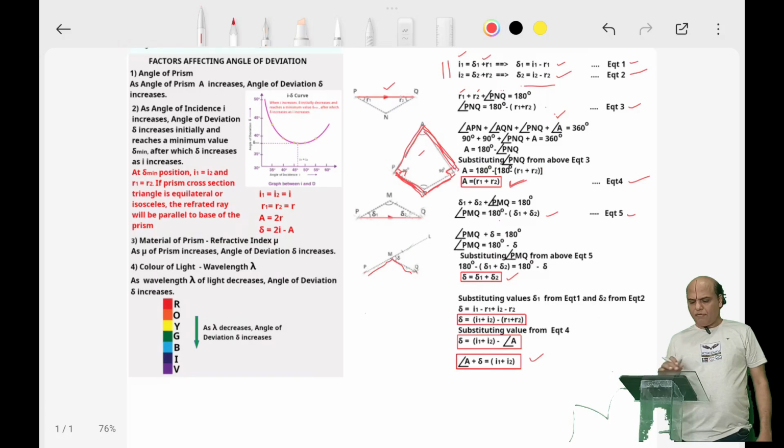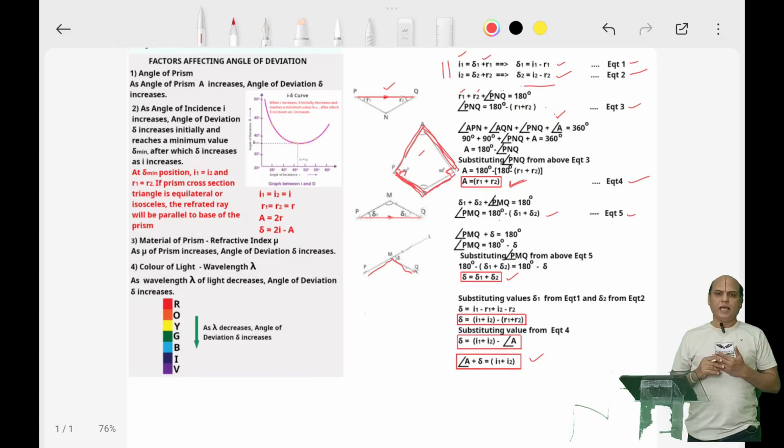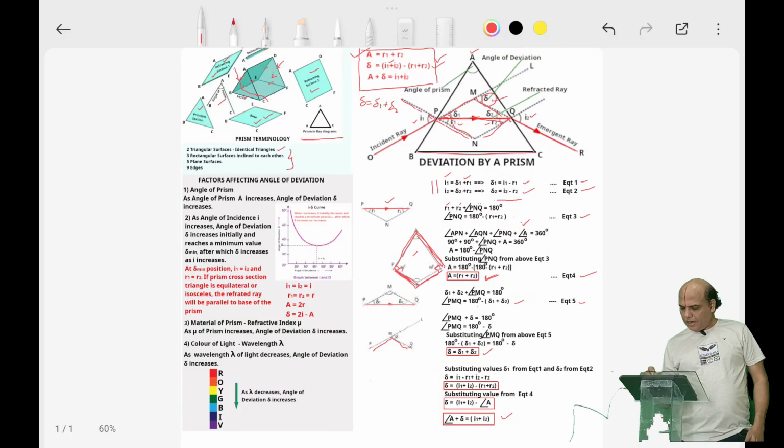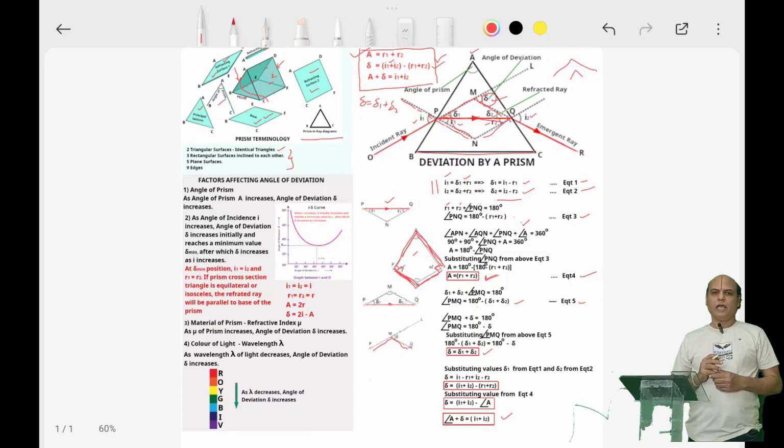So there are four factors that affect the angle of deviation. The first one is the angle of prism. So this angle of prism. The greater the angle of prism, the greater would be the angle of deviation. First relation.